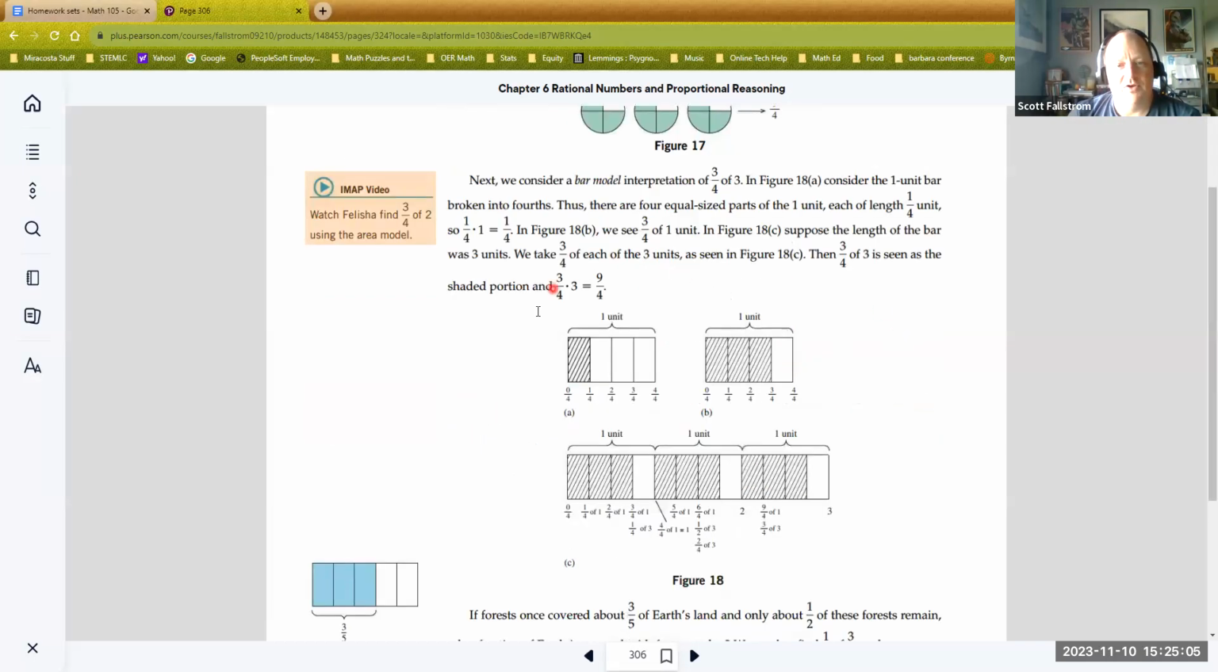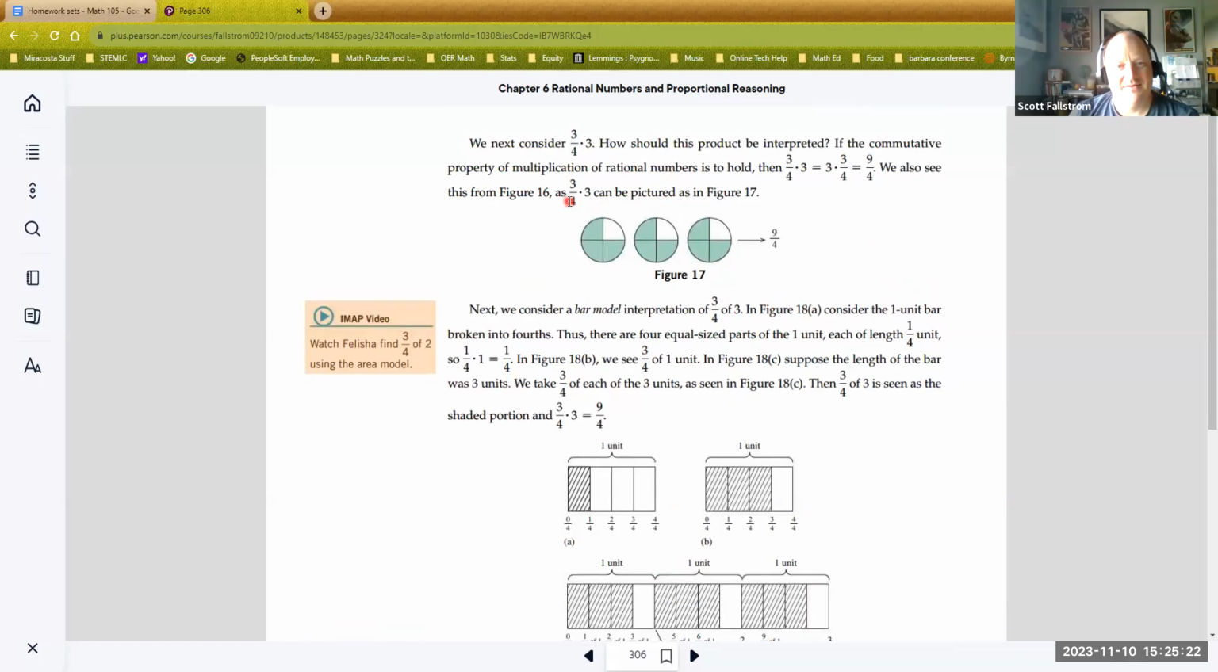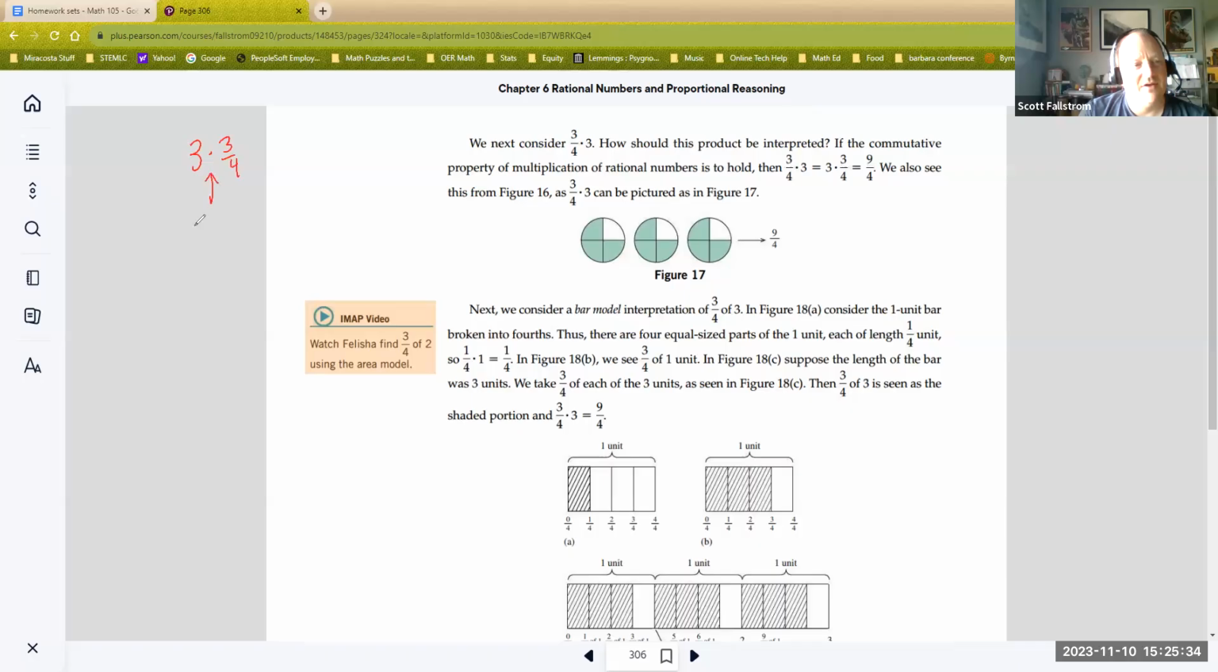Let's see here. What else could we do? We could do a bar model. This is one that uses something more like a fraction strip, if you will. So to find 3/4 of 3, you can think of it as 3/4 times 3. And again, this is the reverse. So they're using the commutative property and trying to demonstrate that it holds true. At first, if you say 3 times 3/4, you might think of this as 3 groups of 3/4. If you reverse that and say 3/4 times 3, what we're thinking of is 3/4 of 3.